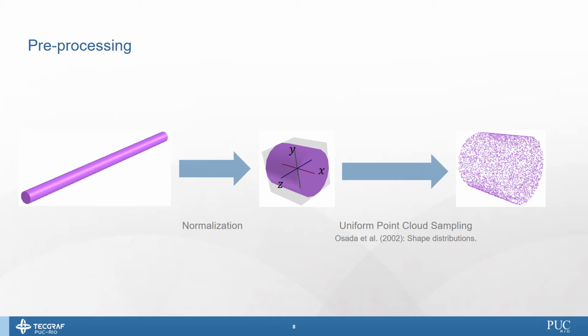In the preprocessing stage, we first perform a normalization step, in which we center the mesh at the origin. We then align the mesh with the 3D axes using principal component analysis, and then we scale the mesh into the interval of -half to half. After that, we sample a uniform point cloud using the method proposed by Osada et al., which guarantees a uniform point cloud since the probability of each point belonging to a triangle is proportional to the triangle area.